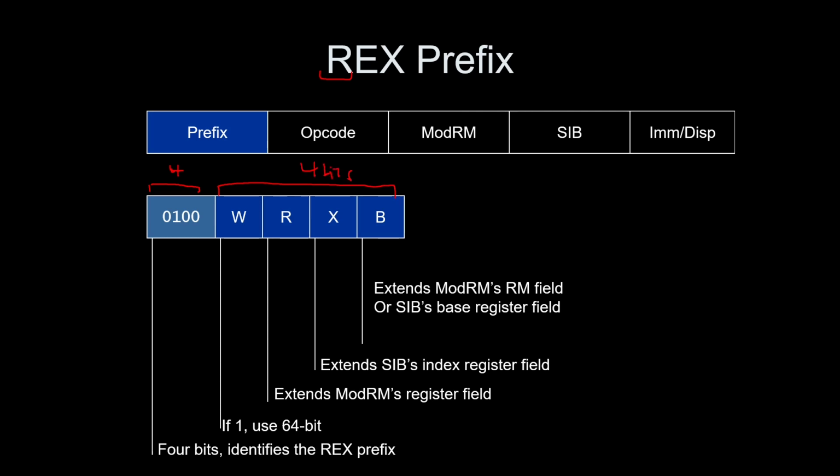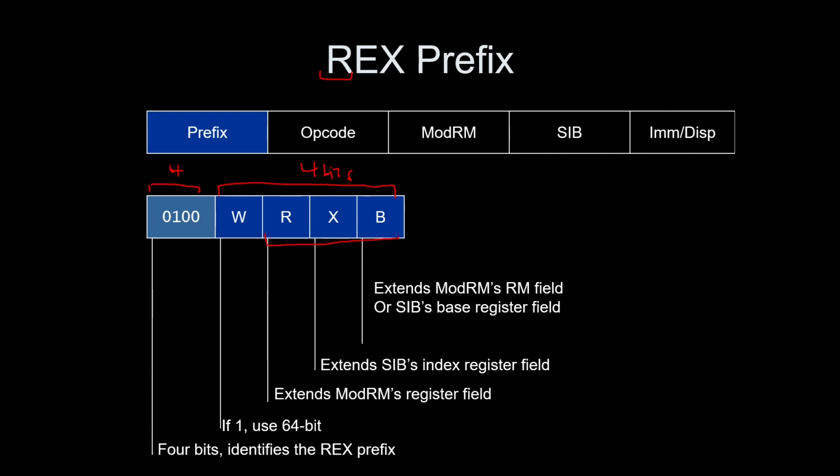You have the W bit, which is pretty obvious. That stands for width. If it's 1, then you are playing with 64-bit registers and 64-bit operands. The other 3 extend your register fields. So there are 3 bits here. And just as we covered before, we needed to extend 3 fields, and that's exactly what these bits do.